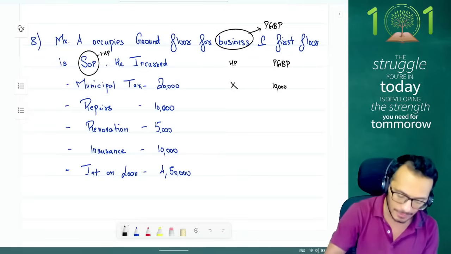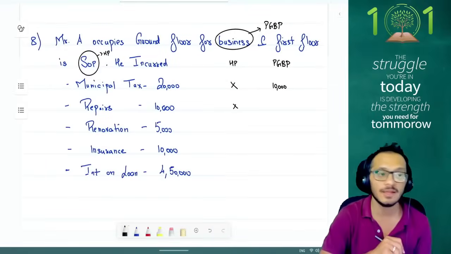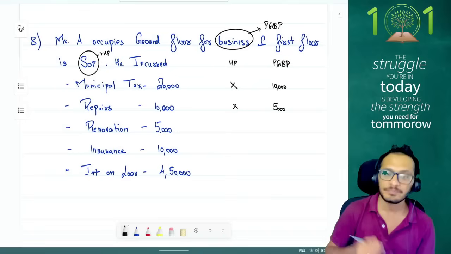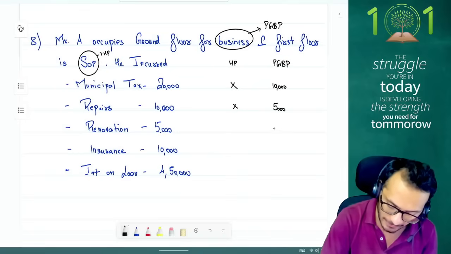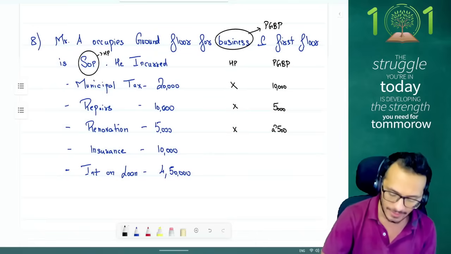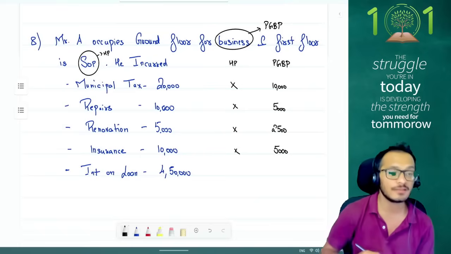Yes or no? Similarly, when it comes to repairs, nothing can be claimed under HP because there is no concept of claiming repairs under HP. But the 5,000 can be claimed under PGBP. Renovation is the same. I will get 2,500 under PGBP, nothing will come under HP. Insurance again, nothing will come under HP, 5,000 will come under PGBP. That is what you would have done.